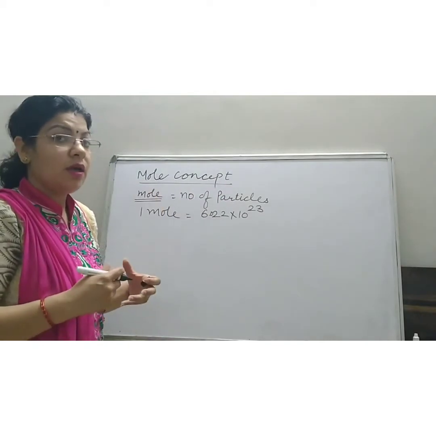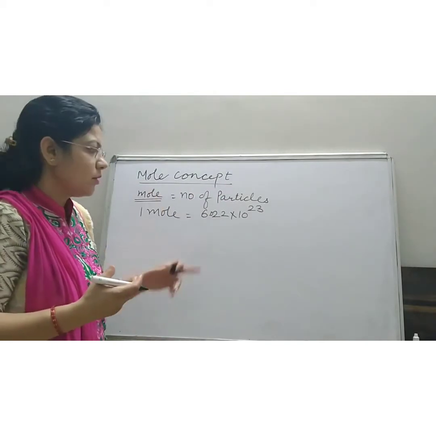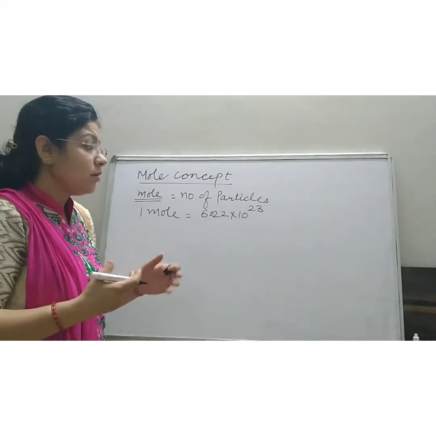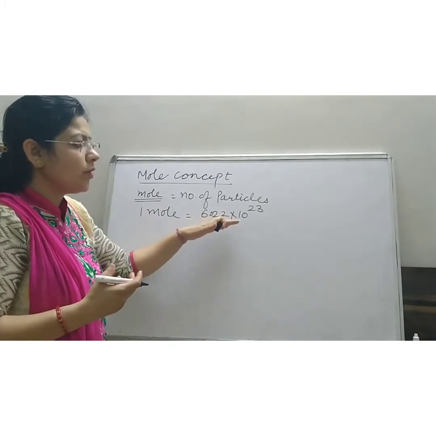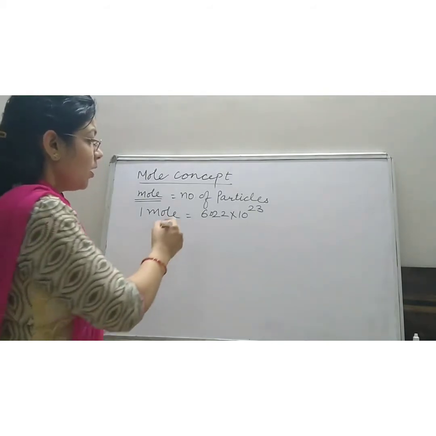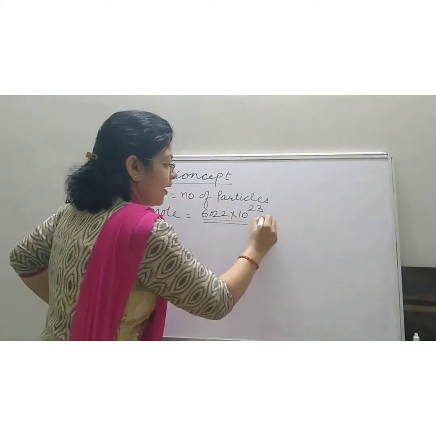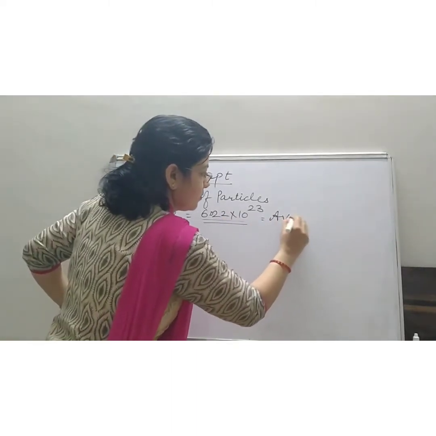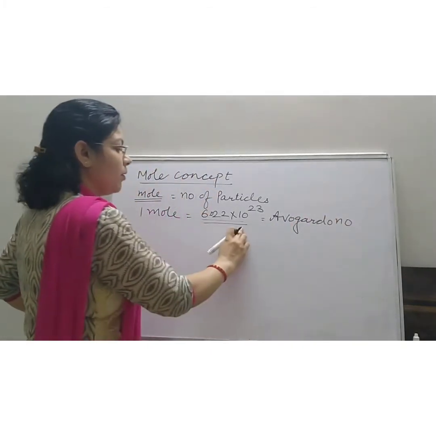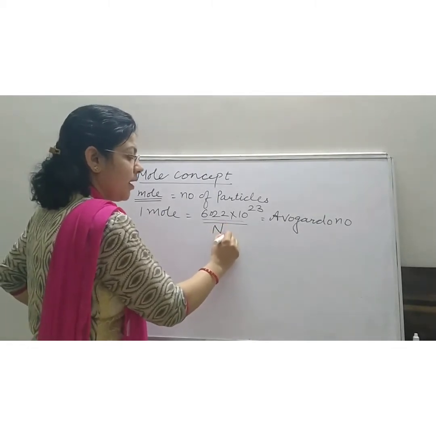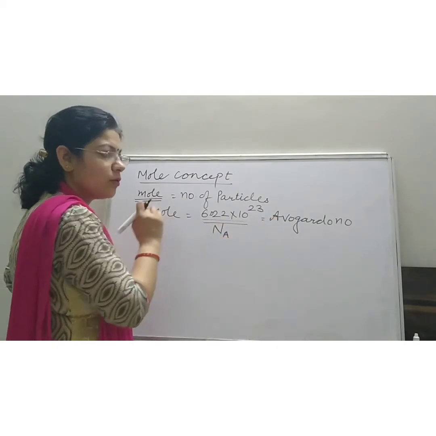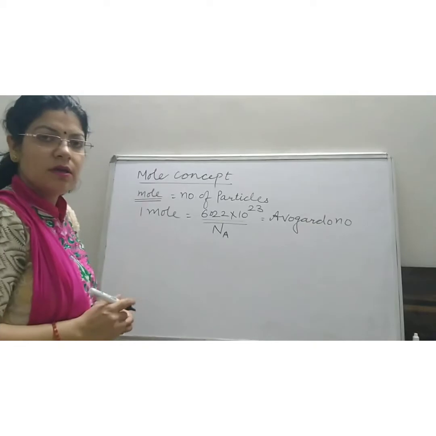Particles means if we are used to measure atoms, then 6.022 into 10 raised to power 23 atoms. If we are used to measure molecules, then 6.022 into 10 raised to power 23 molecules are present in that substance. This number is also known as Avogadro number and can be represented by Na.